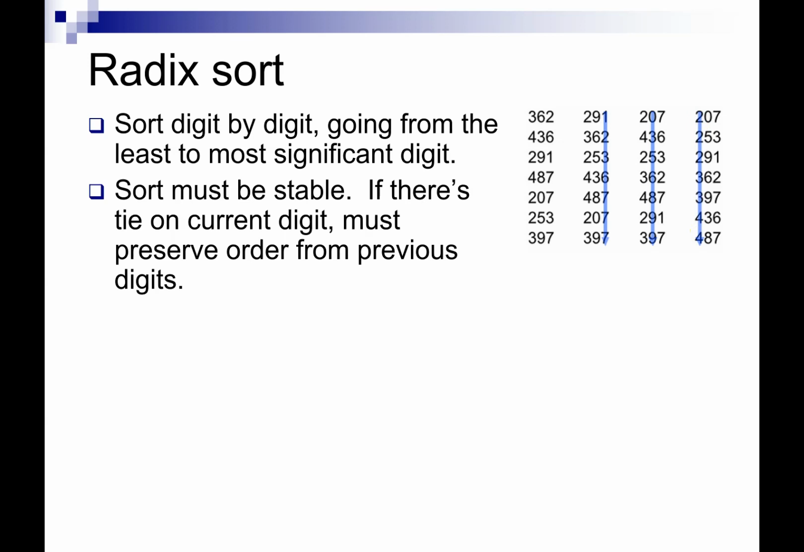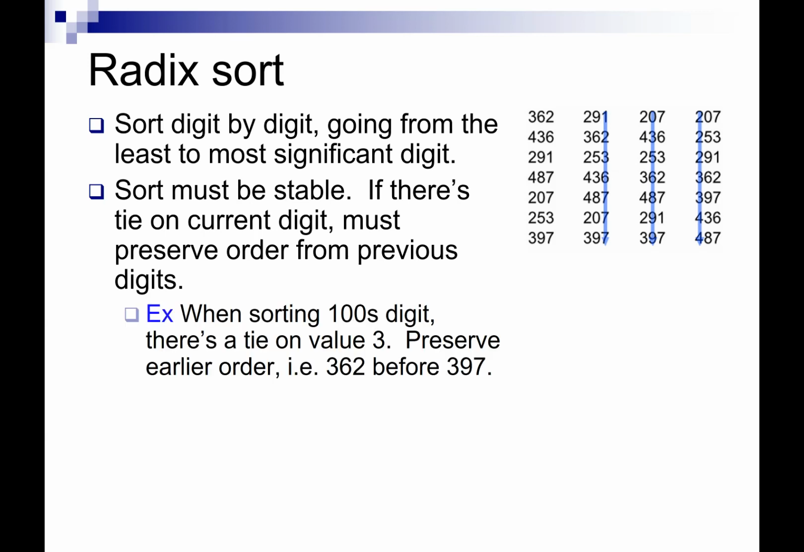Now, one important thing is that when you do these sorts, they have to be stable. Stable means that if you're sorting on some digit, let's say the hundreds digit, and suppose there's a tie in this digit, then in order to figure out what order you should have, you need to preserve the order of the two numbers that are tied. You need to preserve the order from the previous digits.